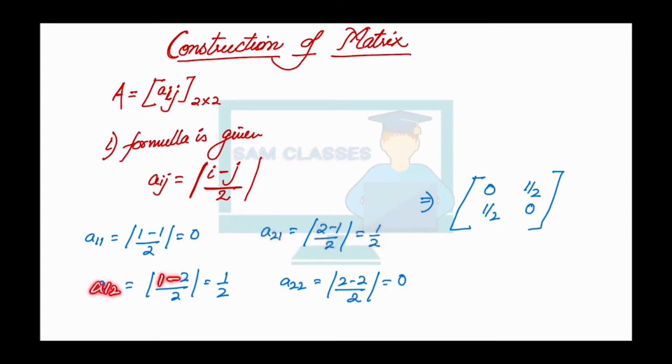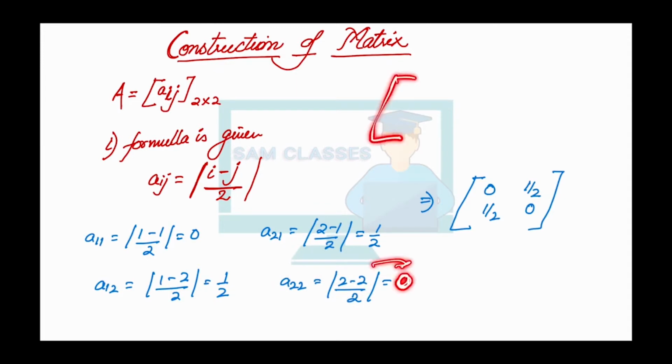Now A12. So i is 1, j is 2. So 1 minus 2, by 2. So that is equal to minus half. Now it was minus half, but since the modulus is there, what is the function of the modulus? If a number is negative, just bring out the positive. A22 is equal to 2 minus 2, by 2. So 0, always 0, and it will come out as it is.